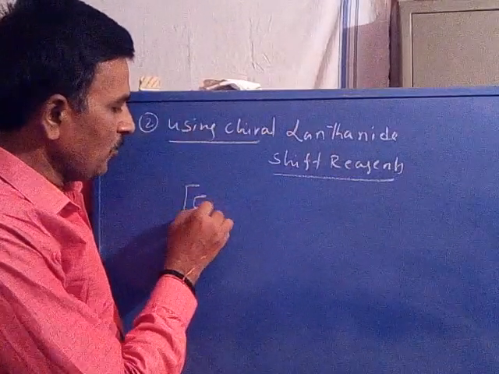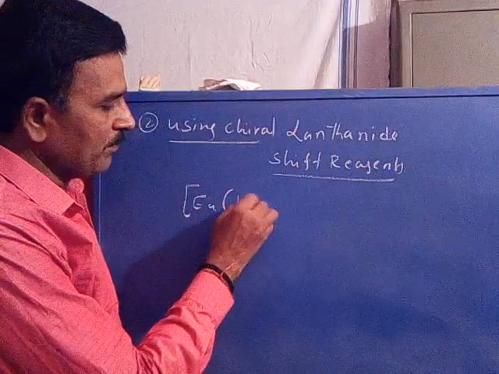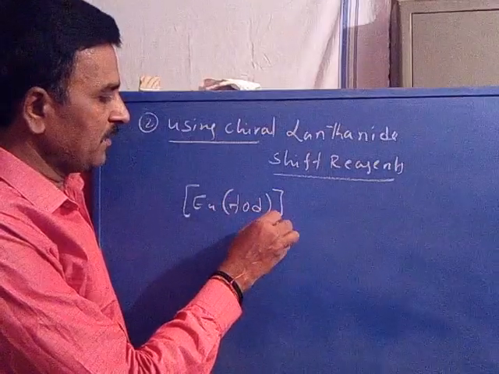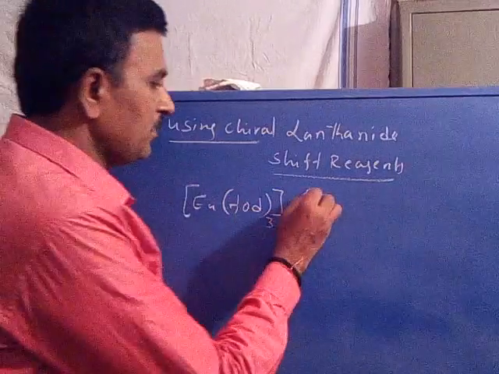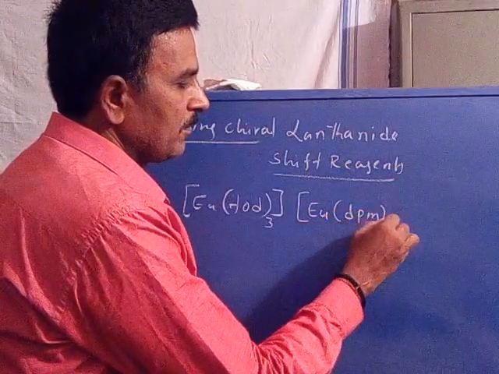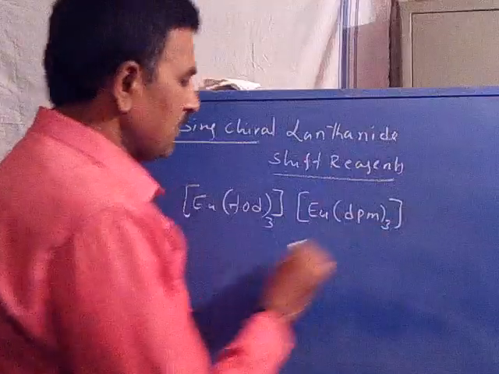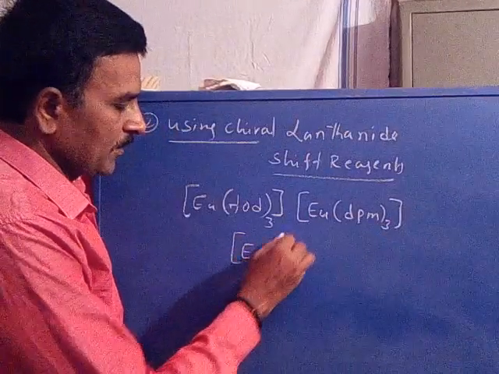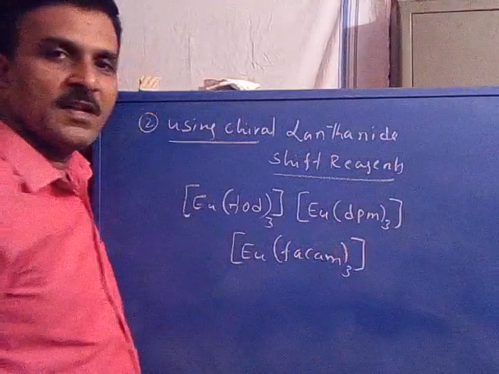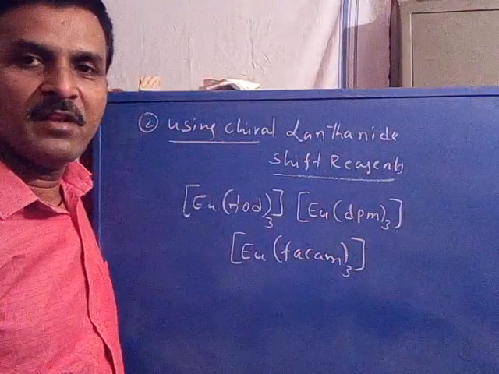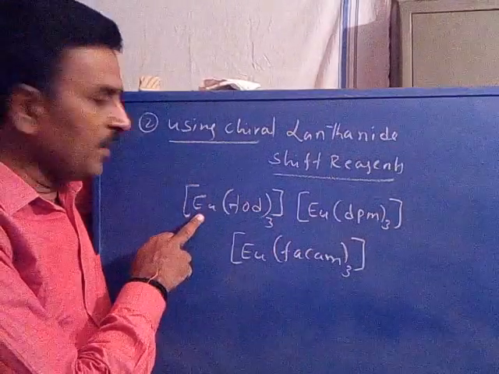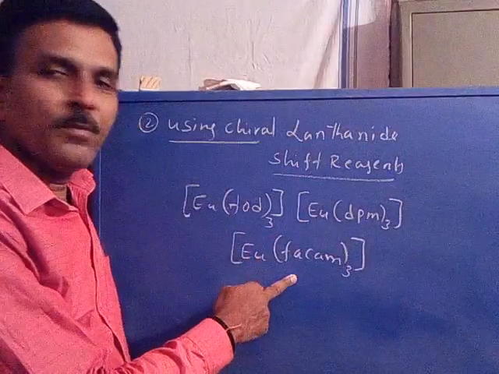One is the europium FOD complex. The other one is the europium DPM complex. The other one is the europium FACAM complex. These are the three complexes we have learned in the previous class. For what purpose? For simplification. Europium FOD, europium DPM, europium FACAM.